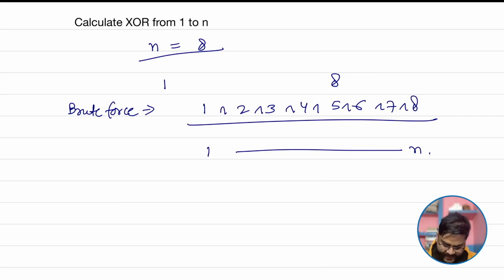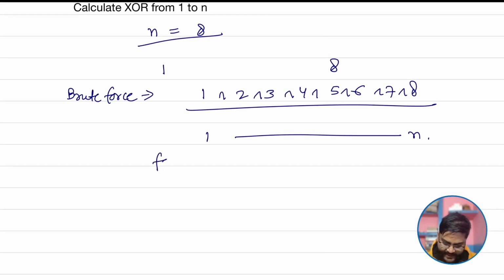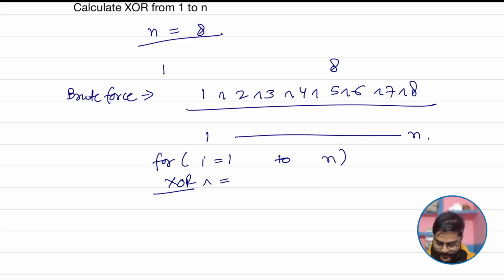If I write the pseudocode for it, I can start from i equals 1 till n, and I can take a variable XOR and keep doing the XOR with my i. At the end I can return XOR. Correct, that can be my brute force approach.